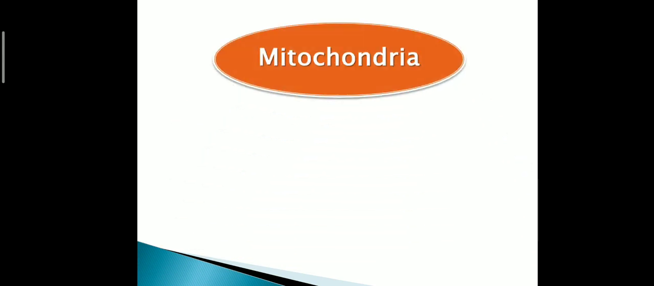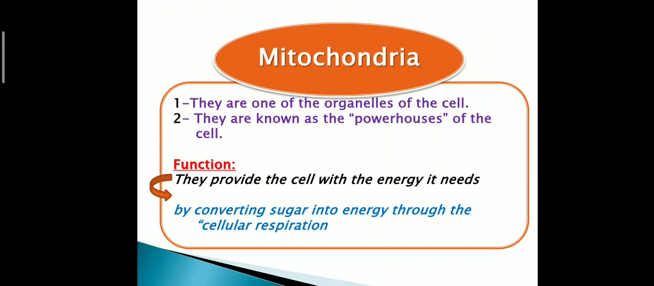The second one, mitochondria. Mitochondria are one of the organelles of the cell, and mitochondria are known as the powerhouse of the cell. Why are mitochondria considered the powerhouse of the cell? Because they provide the cell with the energy it needs.